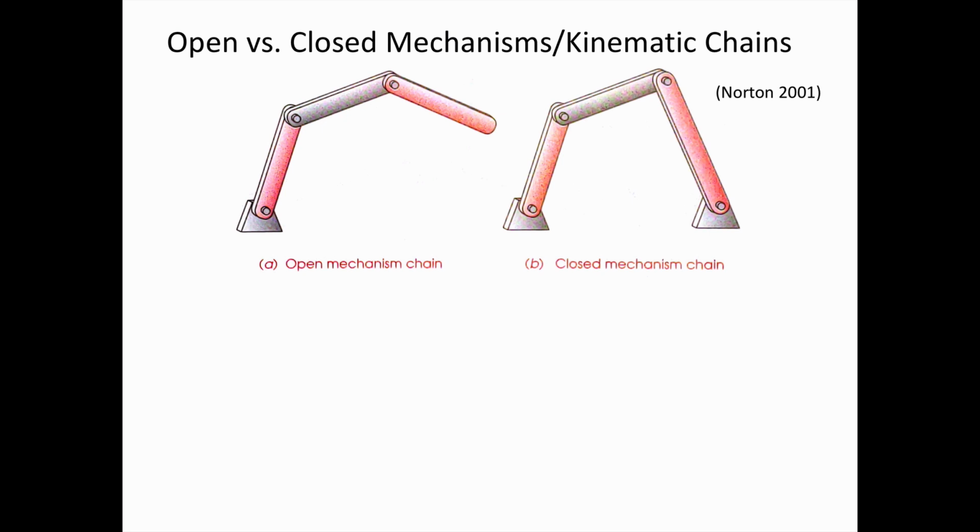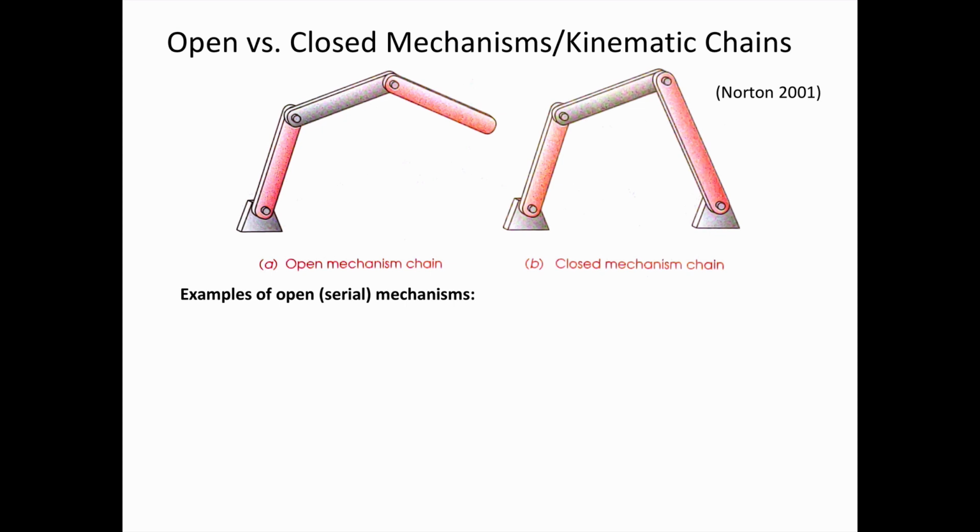Here are some additional definitions. We might be interested in open or closed mechanisms or kinematic chains. So an open mechanism is shown on the left, or a serial mechanism, and then a closed mechanism is on the right. If we note that both of these grounded links, bottom left and bottom right of the image in B, those are connected to the same ground. And so that's essentially one link right there. And this forms a loop. And so if we have a closed mechanism, we will see loops in the topology of that mechanism.